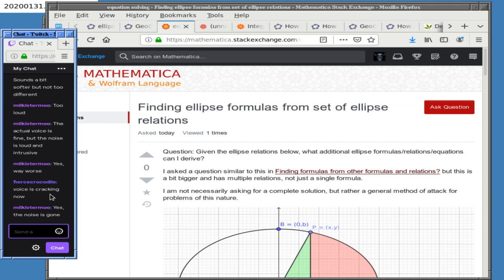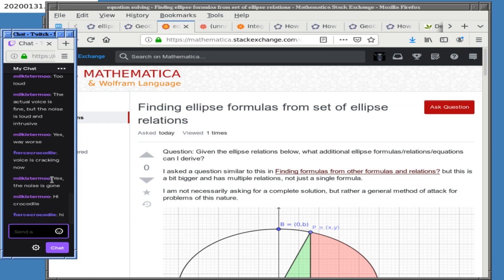Okay, so fierce crocodile, either one of you, if you've done this before, adding the noise filter really seemed to help get rid of the noise. How do I prevent my voice from cracking? I mean, it's not really cracking in real life. So what do I need to do here? Do I need to turn up the gain, or turn it down, or turn it sideways? I don't know. I don't know what to do, man.